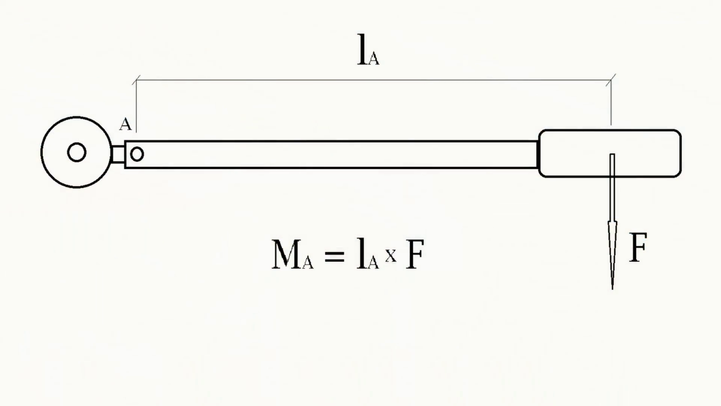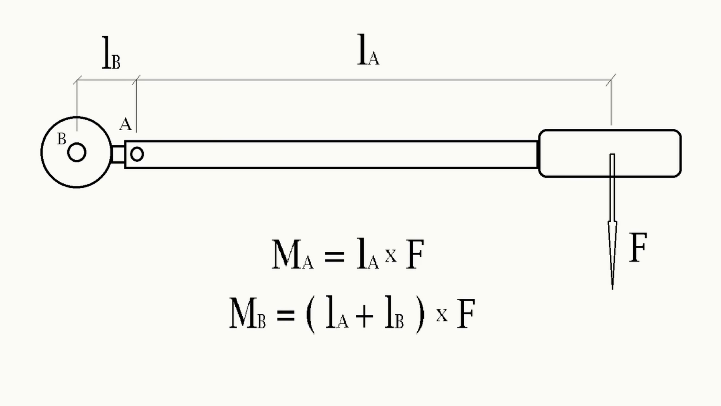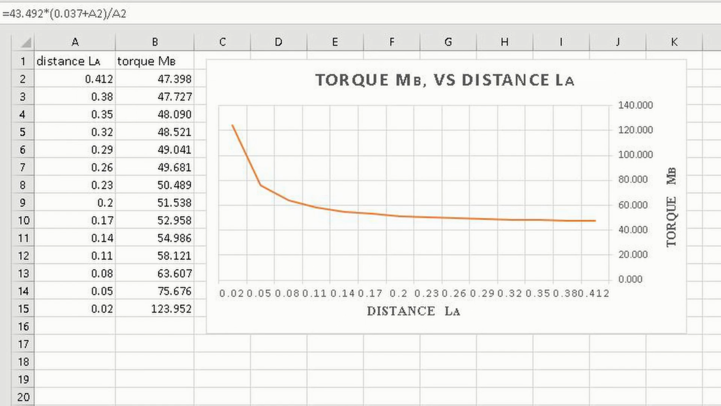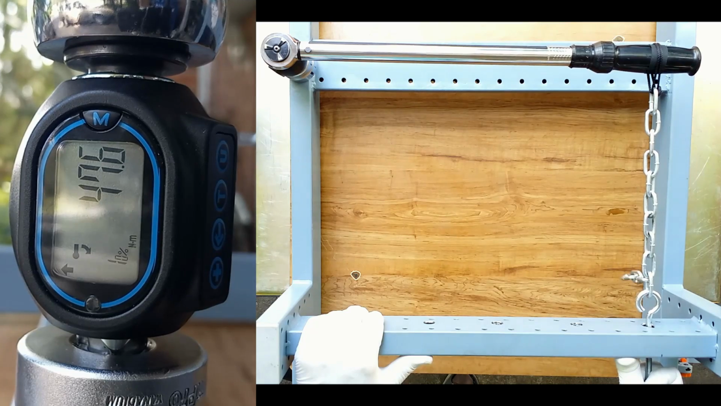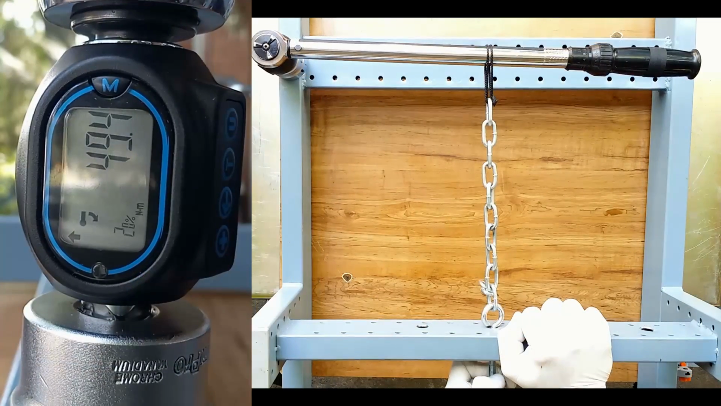In this video, I will present the theory behind how the click-type torque wrench operates, how we will affect its performance by holding the wrench not by the handle, and we'll do an experiment to test this theory.